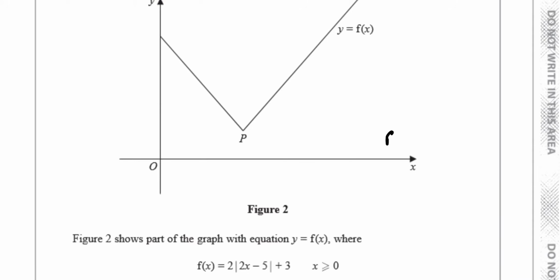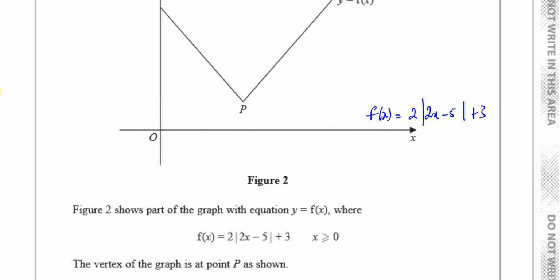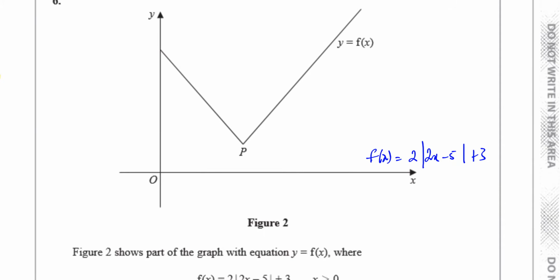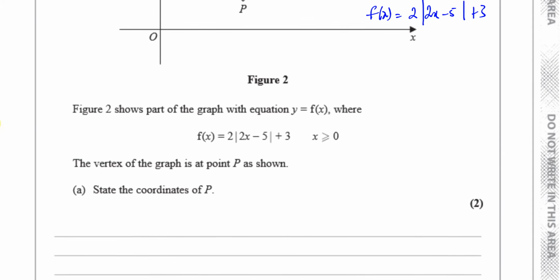f(x) is equal to 2 times the modulus of 2x minus 5, plus 3. And part A tells us that the vertex of the graph is at point P as shown. State the coordinates of P.